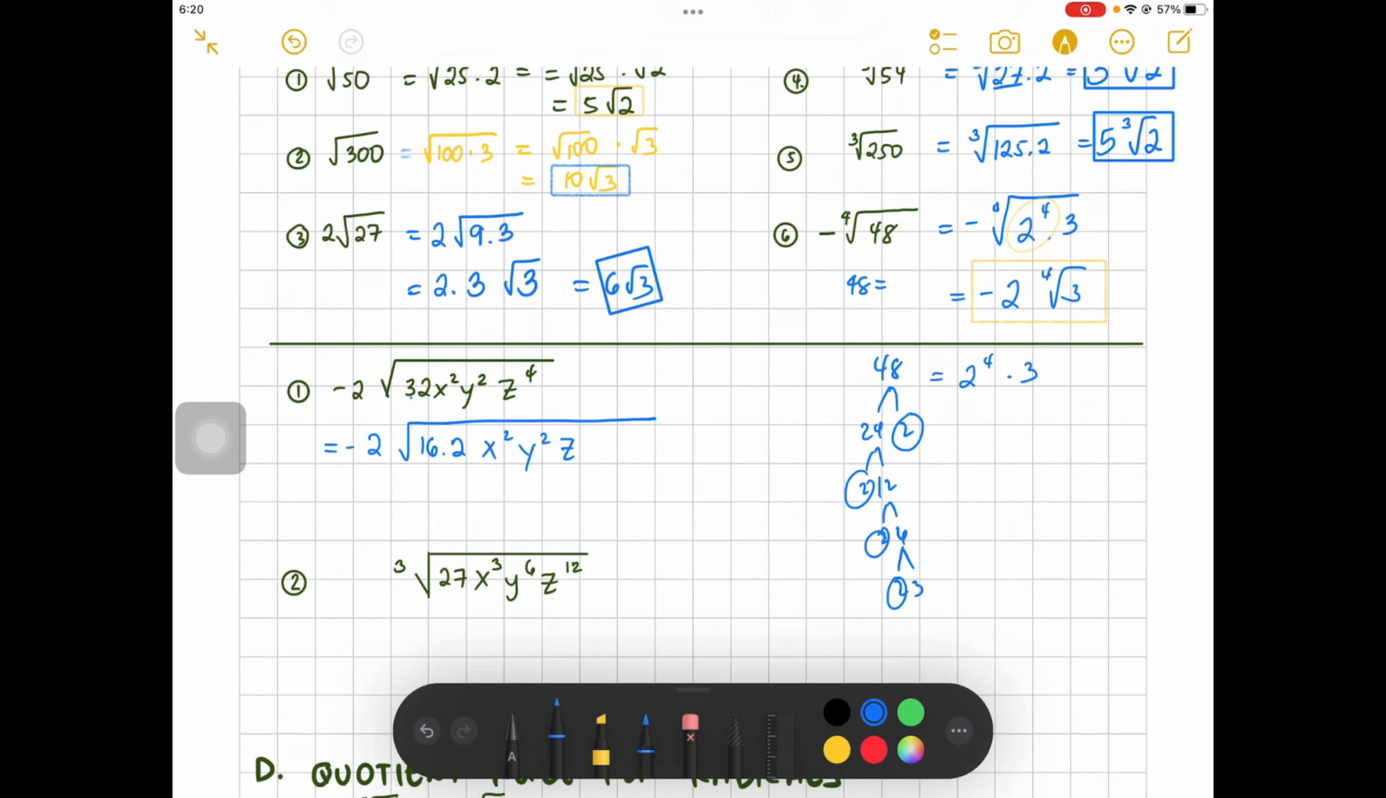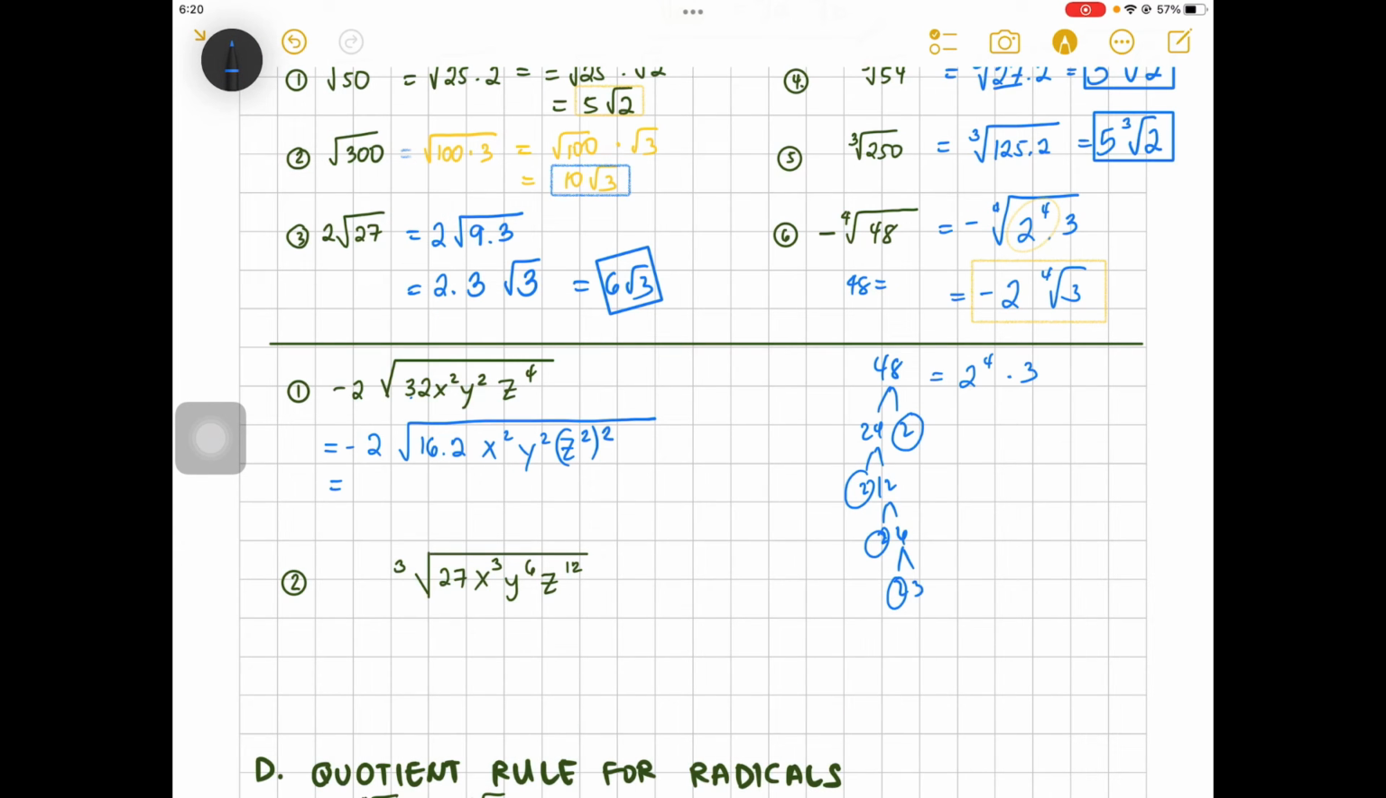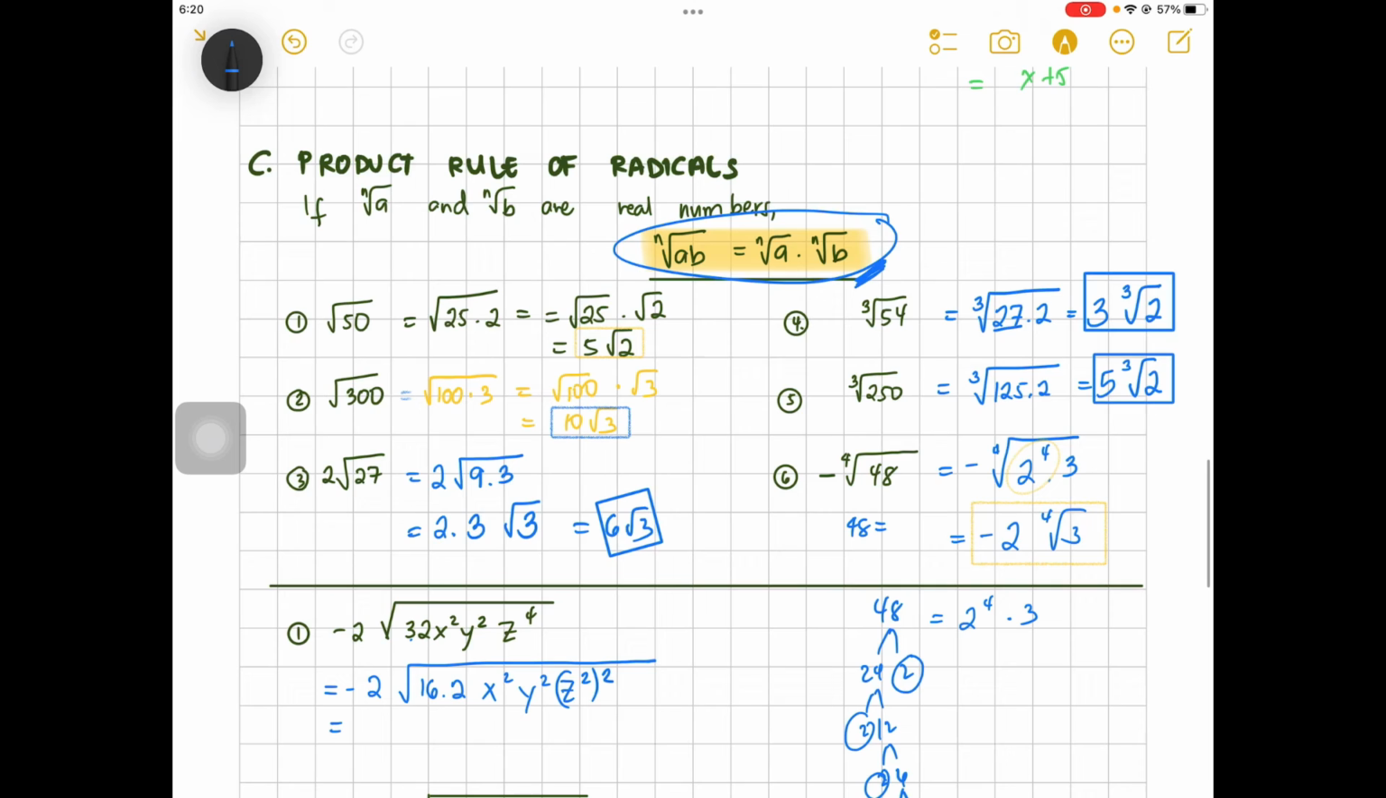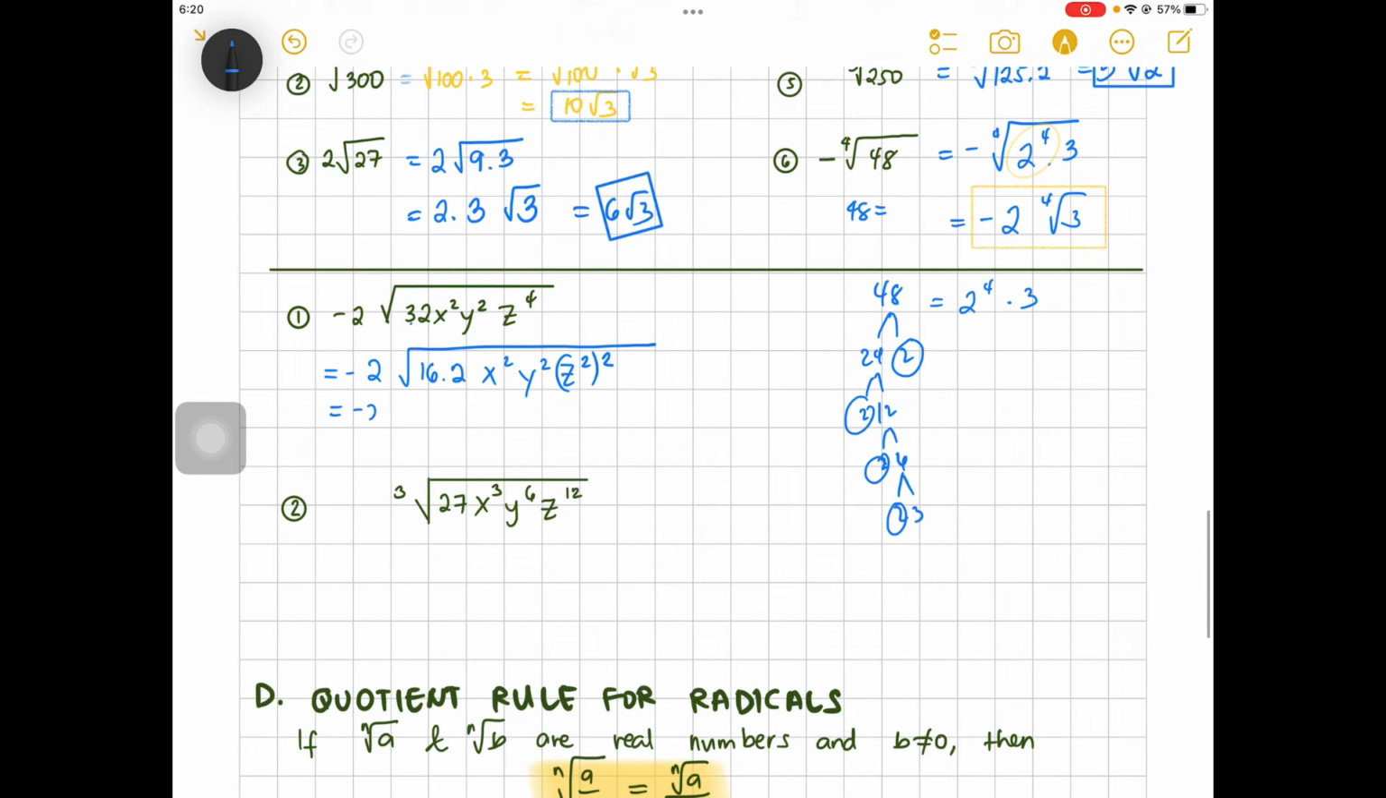And z to the fourth can be written as z squared squared, so it's also a perfect square. Now, if we are going to apply this property, isa-isahin natin yung square root. So magiging square root of 16 times square root of 2 times square root of x squared times square root of y squared times square root of z squared squared.